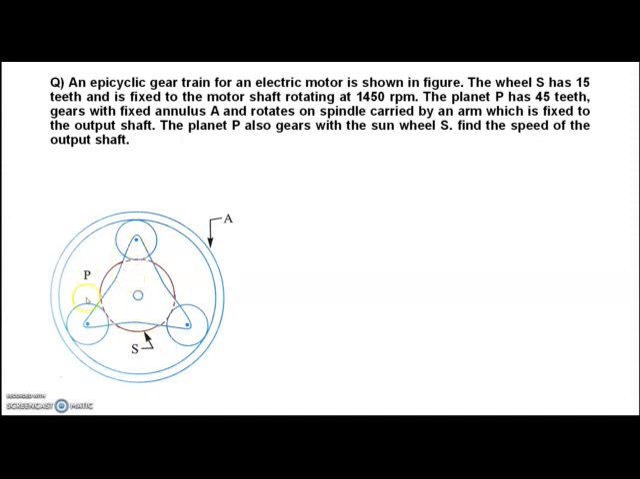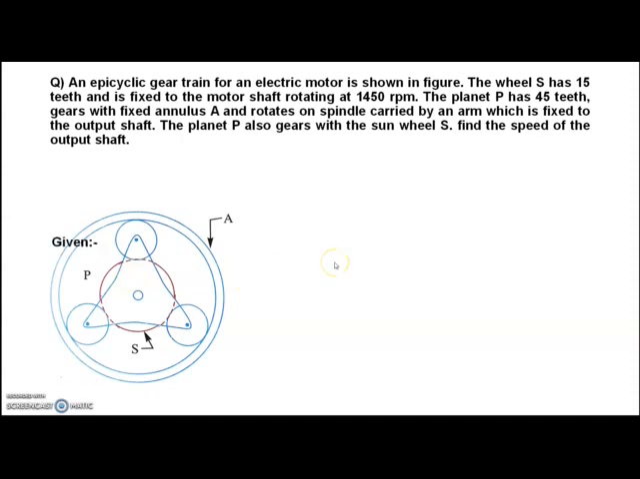There are 3 planetary wheels and each has 45 teeth, with a fixed annulus A. This is the annular gear A, and the planets rotate on spindles carried by an arm which is fixed to the output shaft. The planet P also gears with the sun wheel S. Find the speed of the output shaft. That means we have to find the speed of the arm.